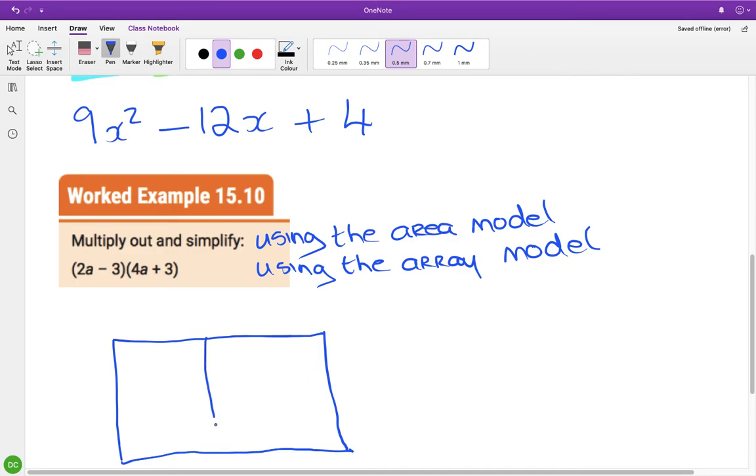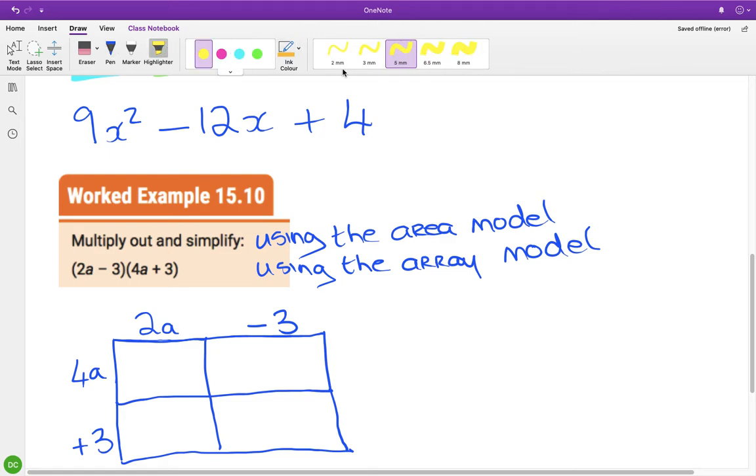we create a box. Okay, and we put what we have on the box. So we put 2a as the length of this. We put minus 3 here. We put 4a down the side, and then this is going to be plus 3. Okay, and essentially you're going to multiply. So to get this first box here, you multiply this side by this side. So it's like doing length by width, which is why it's called the area model.